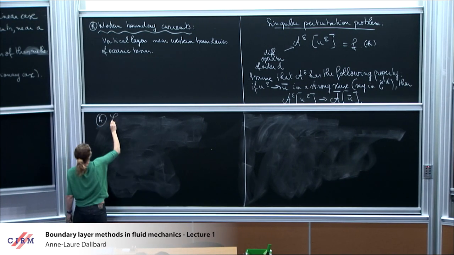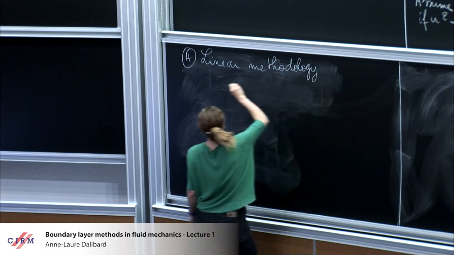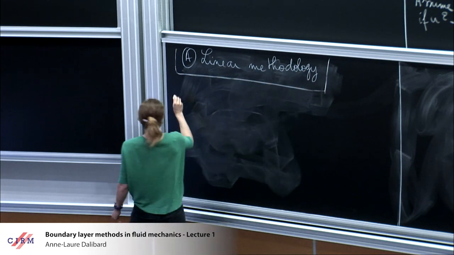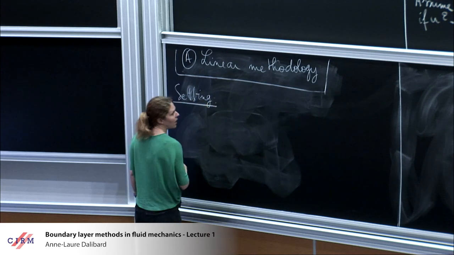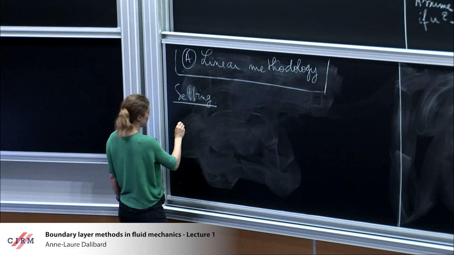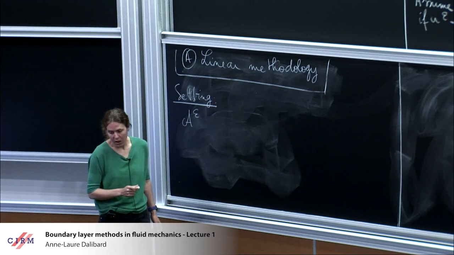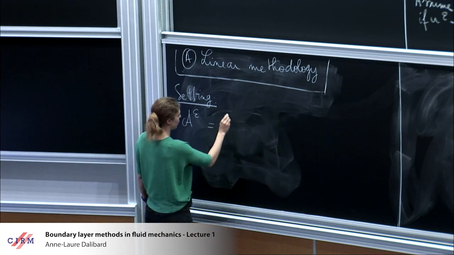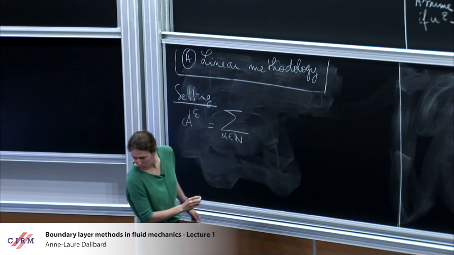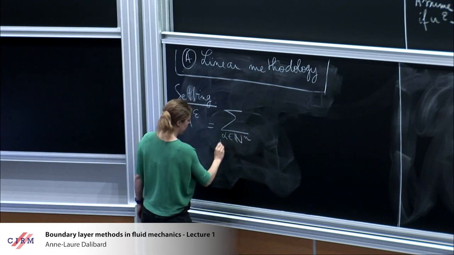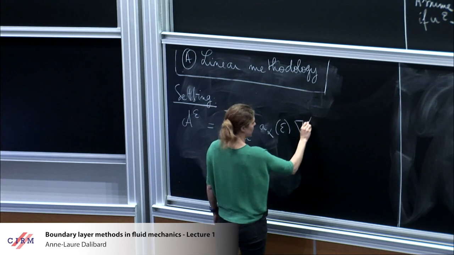So A is now the linear methodology. Okay. So the setting is the following. I'm assuming that I have an operator A epsilon, which is a linear differential operator of order D. So I'm assuming that it has the following form. It's a sum for alpha in N to the power n with alpha less than or equal to D of A alpha of epsilon nabla alpha.